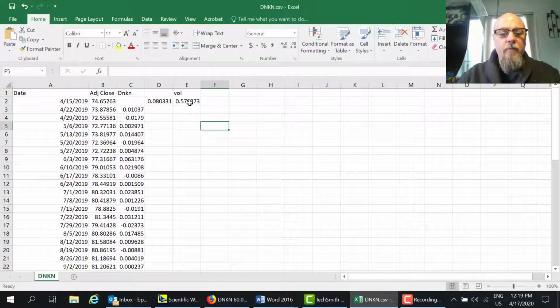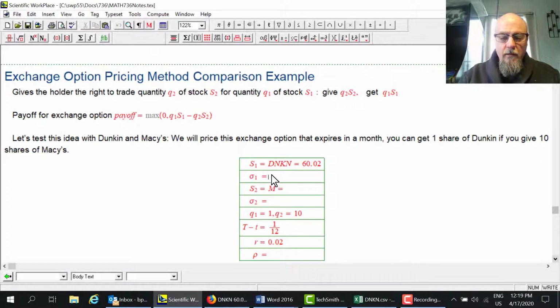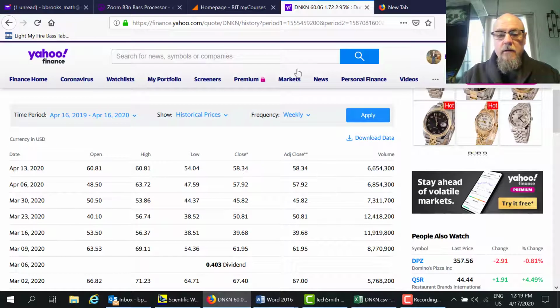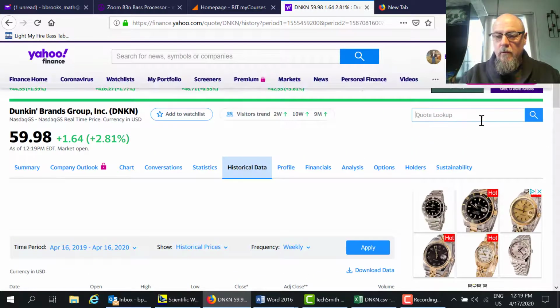Okay, so here's my volatility then. Let's make it 0.58. So volatility, 0.58. Now I got to get the same thing for Macy's, and then we also need the return numbers to get this correlation. So I'm going to go in here, look for symbol, look up Macy's.